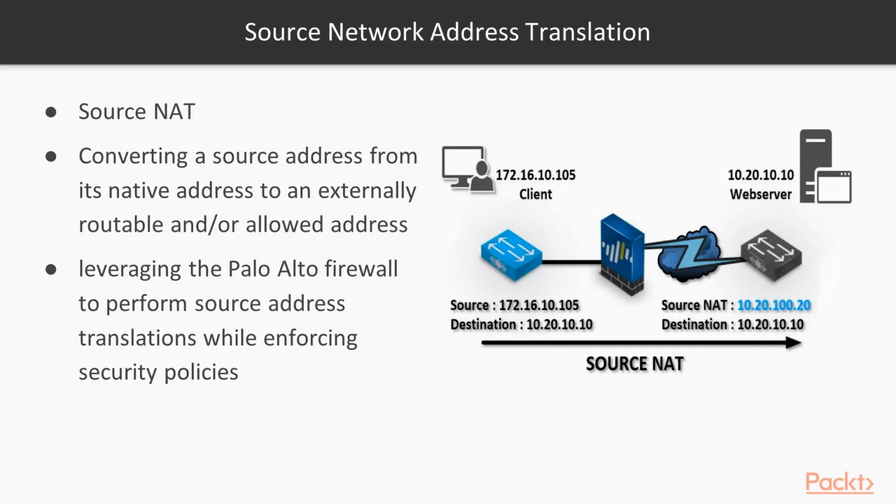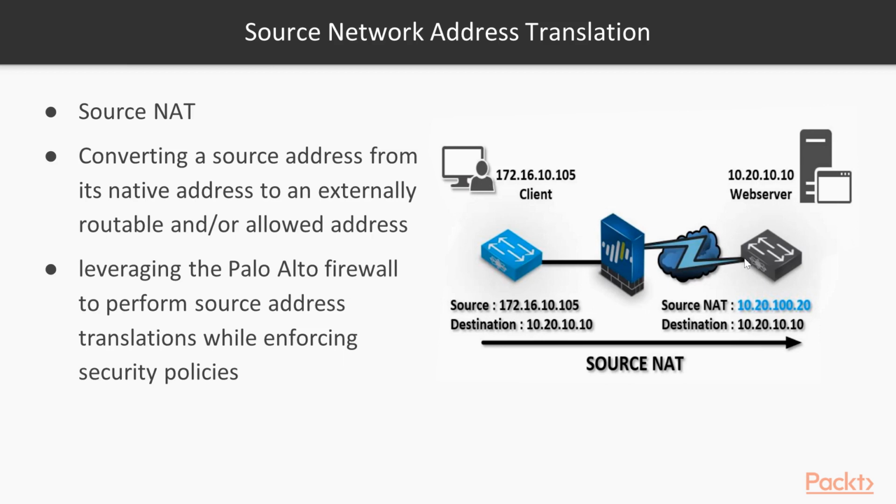Source NAT. Okay everyone, in this video we're going to take a look at how to configure Source NAT on our Palo Alto firewall. The reason why you want to do Source NAT is that you have your source address. In our case, if you take a look here at our slide, we have a client that is sitting on the 172.16.10 network. He needs to reach a web server that is on a site-to-site tunnel.